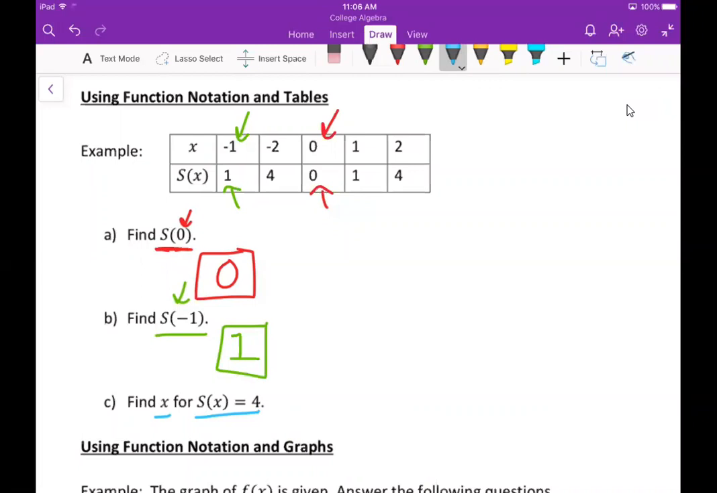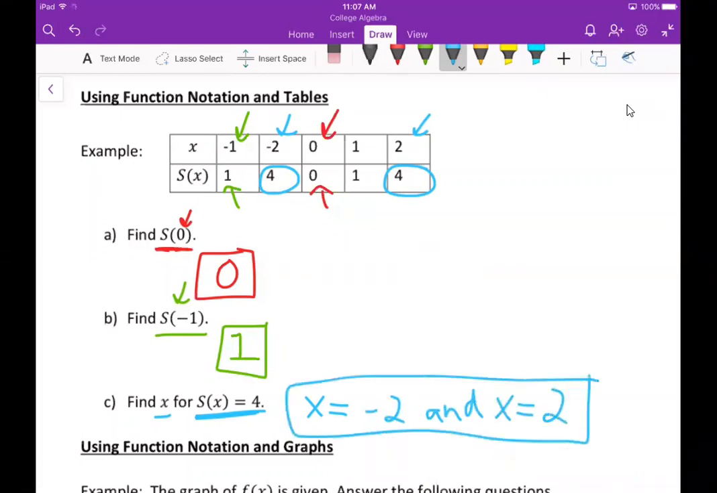So here I have to be a little careful. I have 2 values for when s of x is 4. So I need to report 2 input values where this occurs. It occurs at both x equals -2 and x equals 2. So I'd say x equals -2 and x equals 2. I get 2 answers here when I'm looking for my input values. If you're ever looking for an output value though, you know it's a function, so you'll always only have one answer.